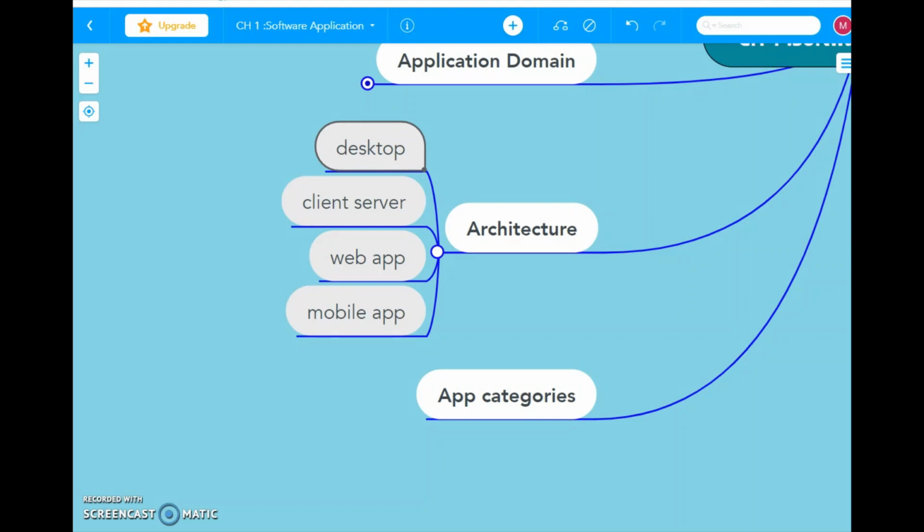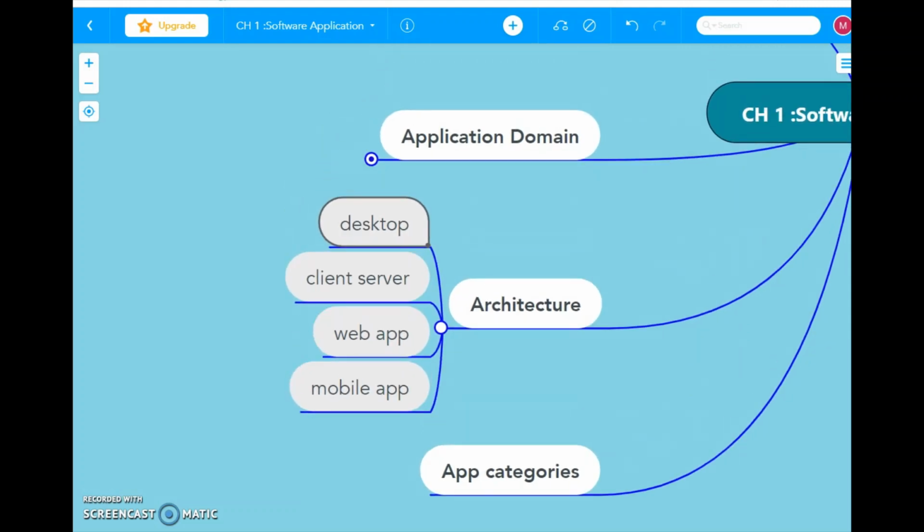So a desktop application is nothing but when all the components of the application are installed in a single machine. That is called a desktop application. Only a single user can use this desktop application at a time. So obviously your Microsoft Office or your Paint are examples of desktop applications.